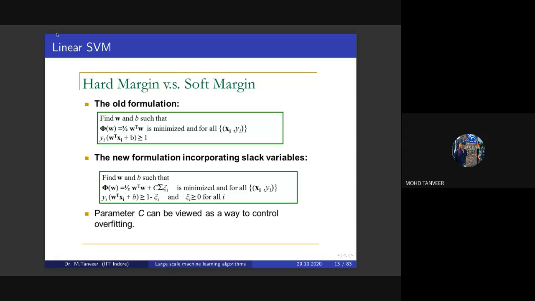You can see that there are two kinds of formulation: hard margin and soft margin. Hard margin is when we are talking about simple linear SVM, where there is no misclassification, no error term, so very clean data. Another formulation is for noisy data. Whatever misclassification comes up, we take the sum of all those and then minimize them. And the parameter C can be viewed as a way to control the overfitting.